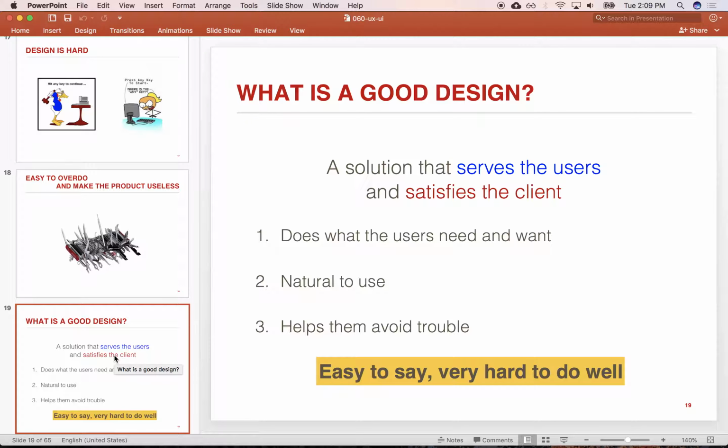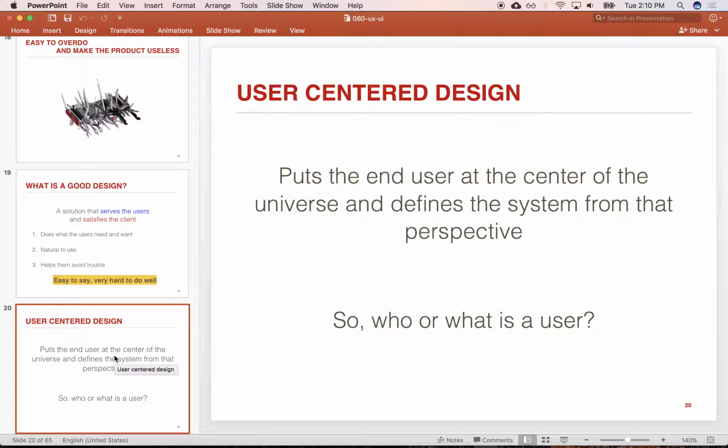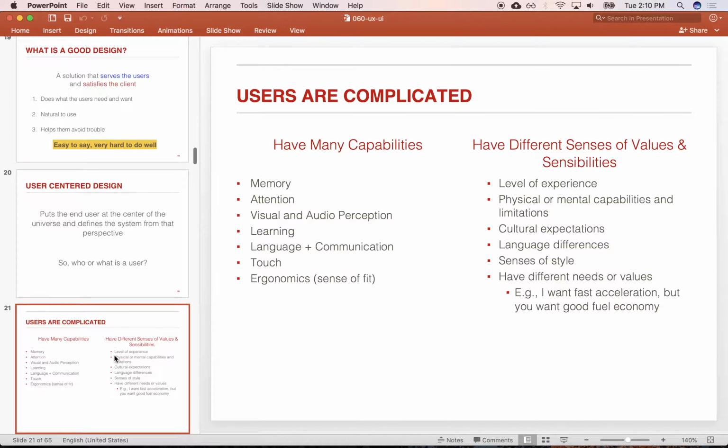So what is good design? It sounds pretty simple. Listed here, it does what the user needs and wants. The thing is, who says what the user needs and wants? That's the hard part. We don't know what the user needs and what they want. It is natural to use, helps them avoid trouble. Again, who decides what's trouble and what kind of help to give them and when? And so it's very, very hard to do it well, right? And the only real way that we've known is to do this empirically, right? To do some tests, to put it in front of some folks, and they let us know from there. So it puts the user at the center of the universe. And different folks will have different capabilities, being able to remember things.